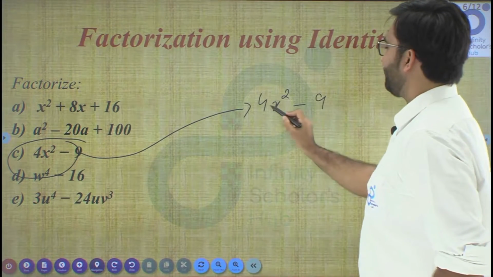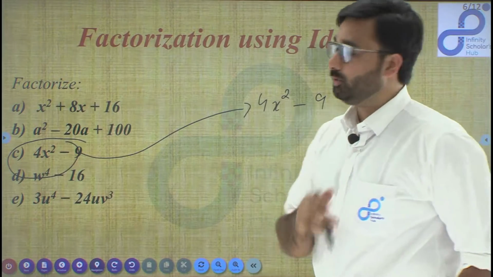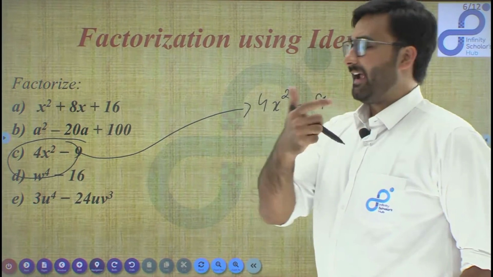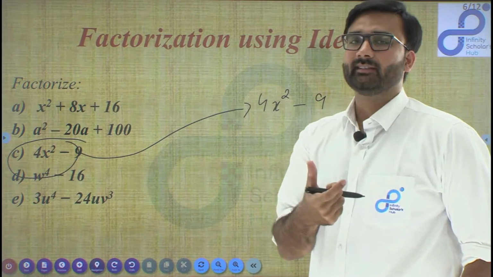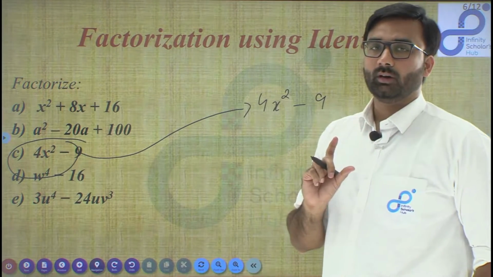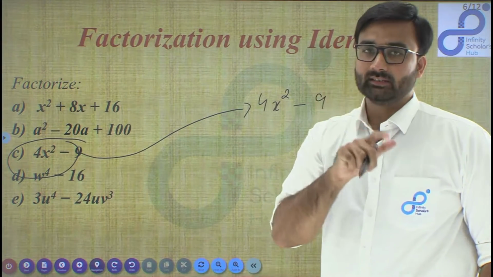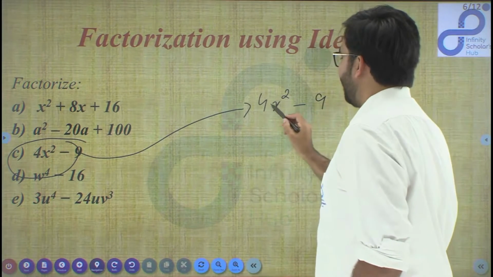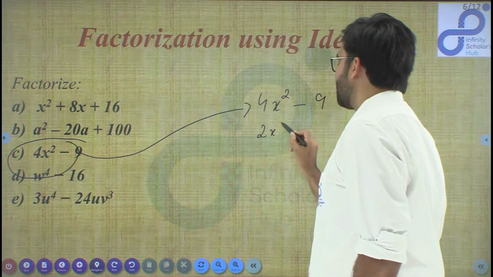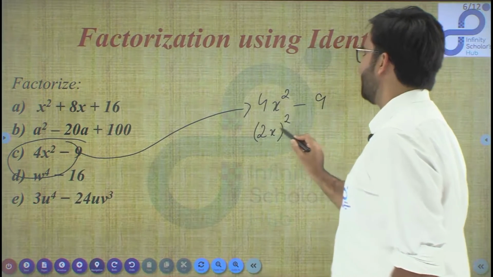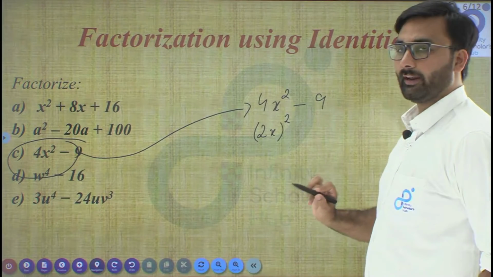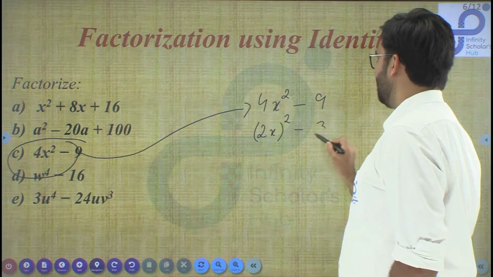Okay, so 4x squared, 4 is square of 2 and 9 is square of 3. So as soon as you see such numbers, generally square numbers, you should keep in mind that we have to apply the identity a square minus b square over here. So I can write this as 2x whole squared, correct? Because 2x whole squared, if you expand it, is going to become 4x squared minus 3 squared.